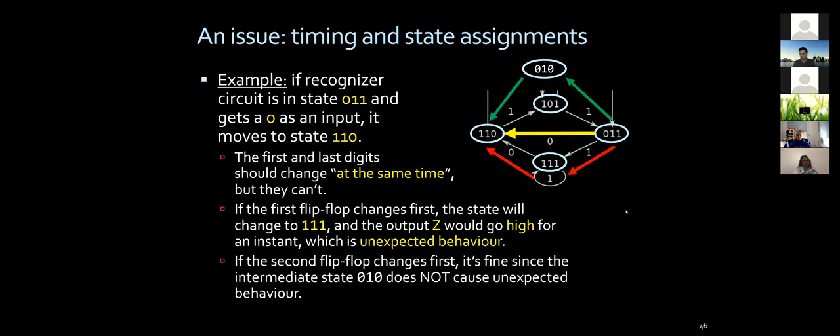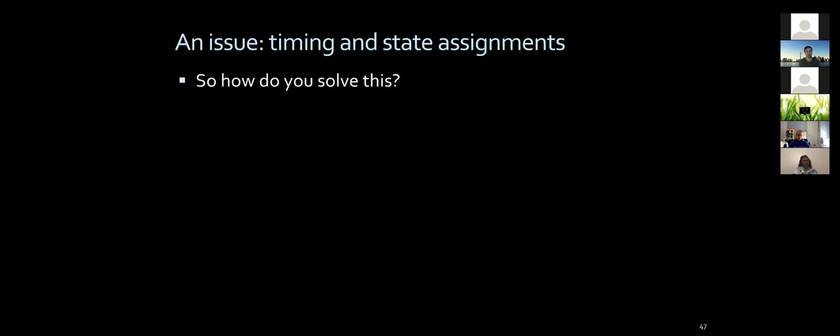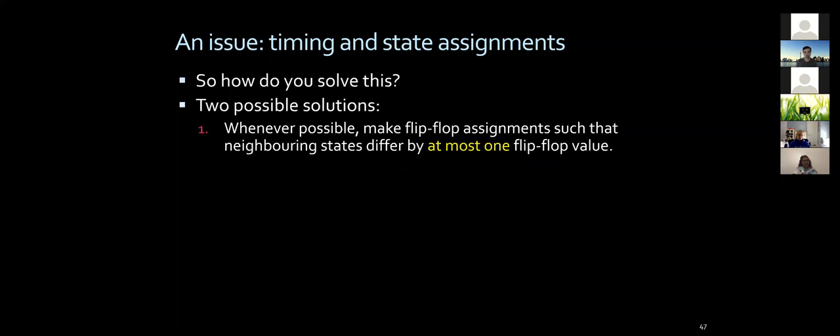Okay, no more questions. And then we go back here. So you can get this yellow like this or like that, right? Okay, so how are we going to solve these things? So this timing assignment seemed to be a problem. So there are two possible solutions.